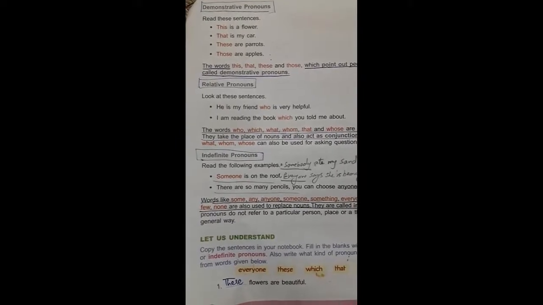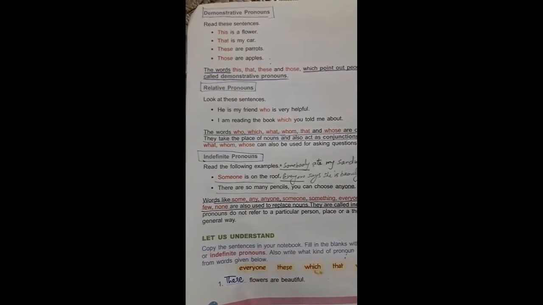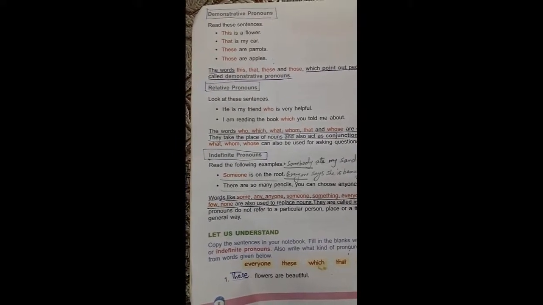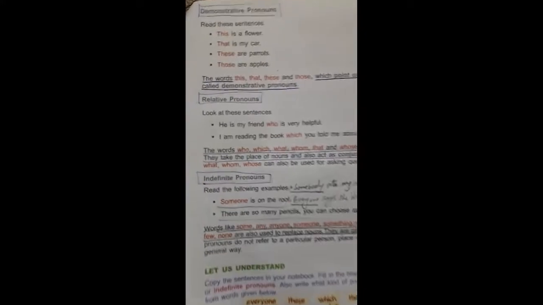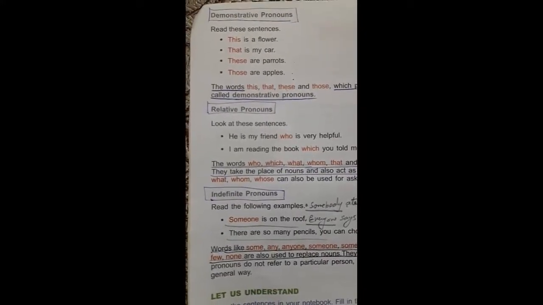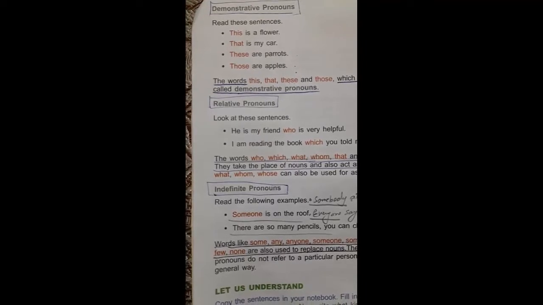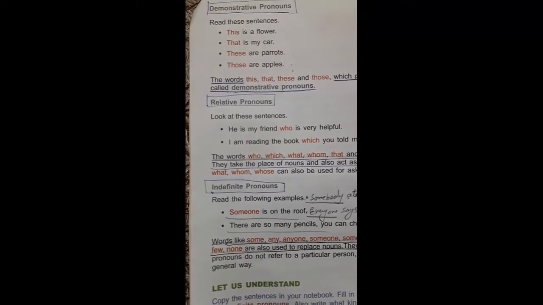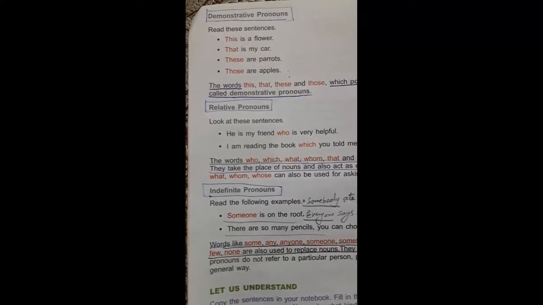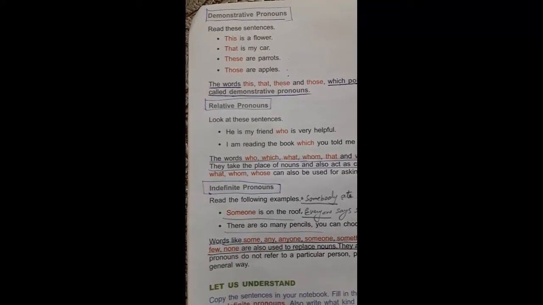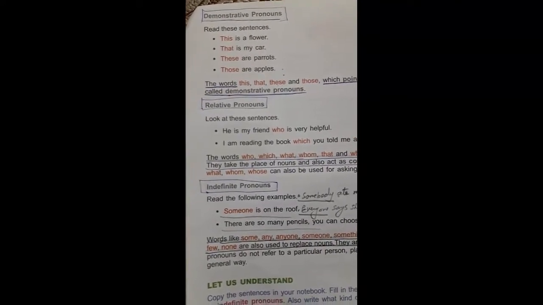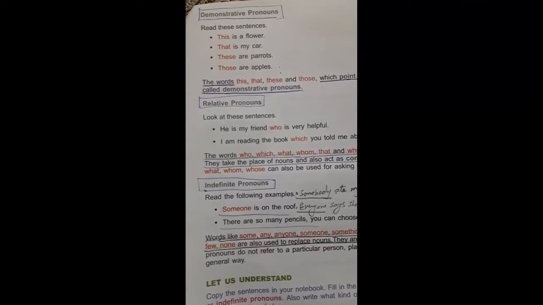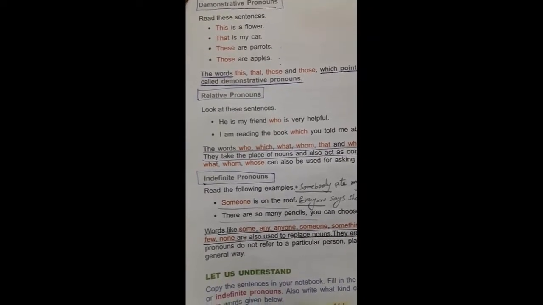Now we will start from the first one, which is demonstrative pronouns. Well, we will read the examples first. Here we have got four examples. This is a flower. That is my car. These are parrots. Those are apples. Now all these words which are denoted with red are demonstrative pronouns.